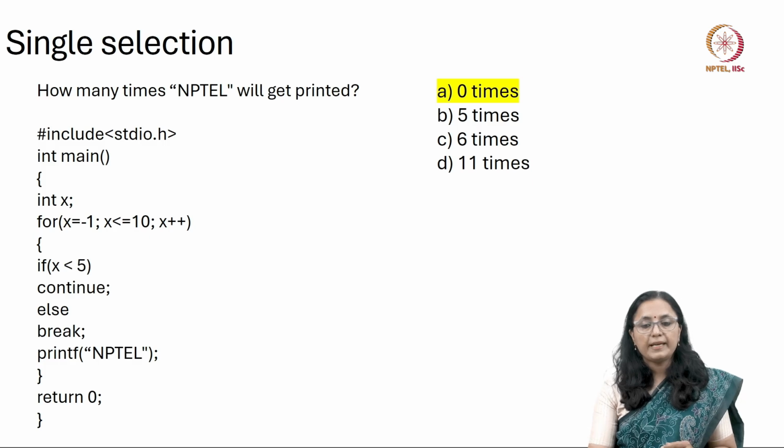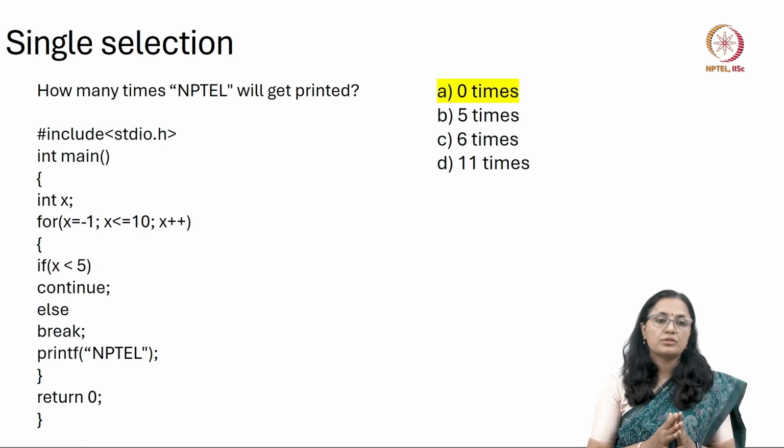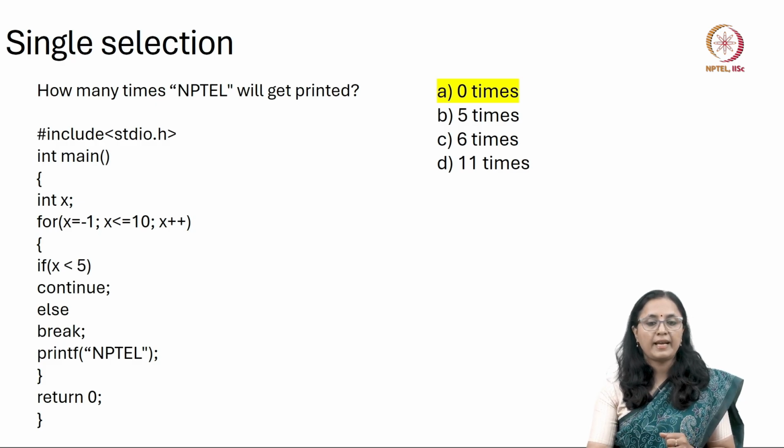Similarly, the 11 times option is selected by the students who think that the loop runs fully from 1 to 10, because that is the condition given in the for loop, and it prints every time, ignoring both the continue and the break statements. So each of the distractors is catching students' misconceptions. But the more important aspect is that this is an example of a single selection multiple choice question, with only one right answer.